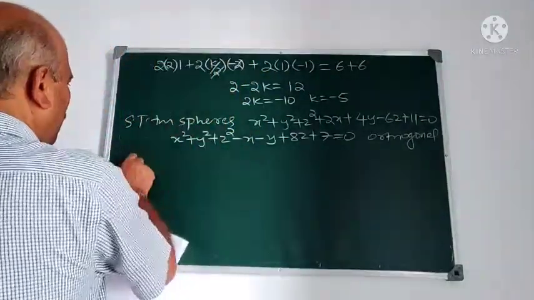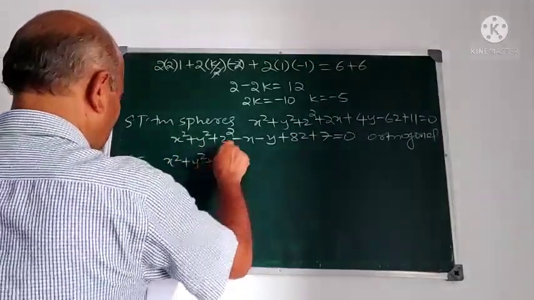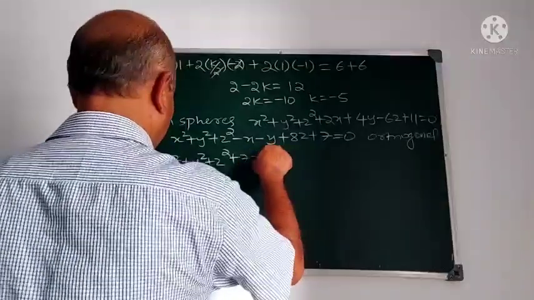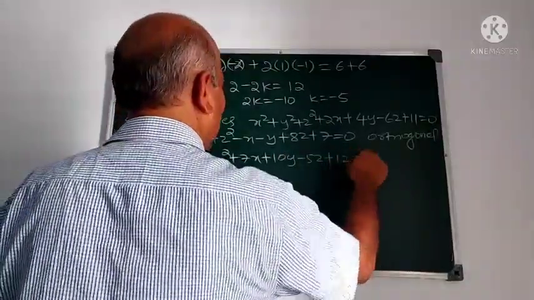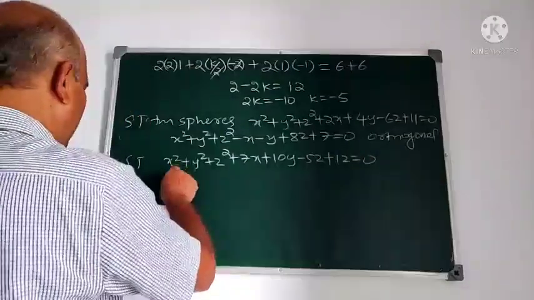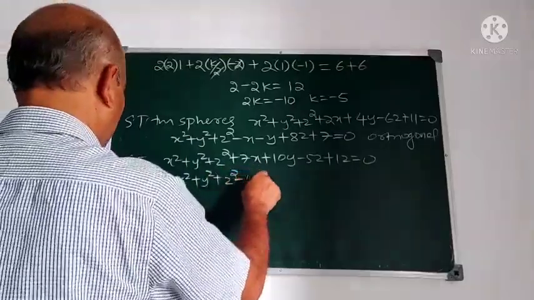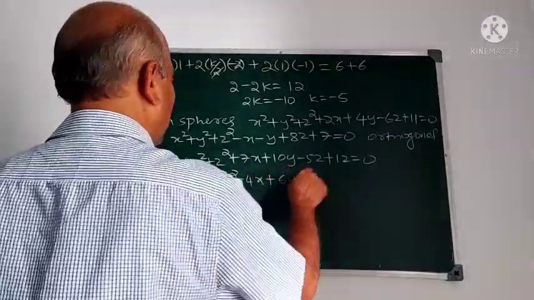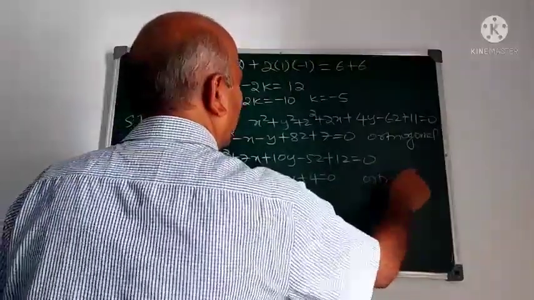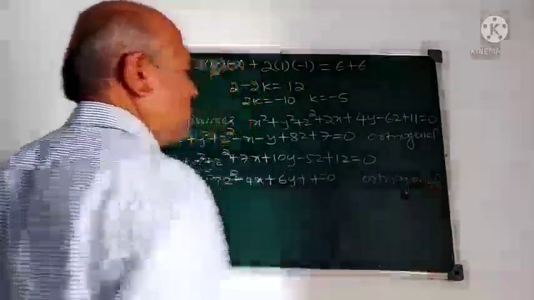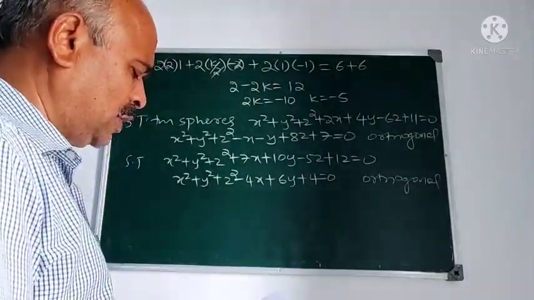One more. Show that the spheres x square plus y square plus z square plus 7x plus 10y minus 5z plus 12 is equal to 0 and x square plus y square plus z square minus 4x minus 6y plus 4 is equal to 0 are orthogonal. You try these examples. They are substitution type problems.